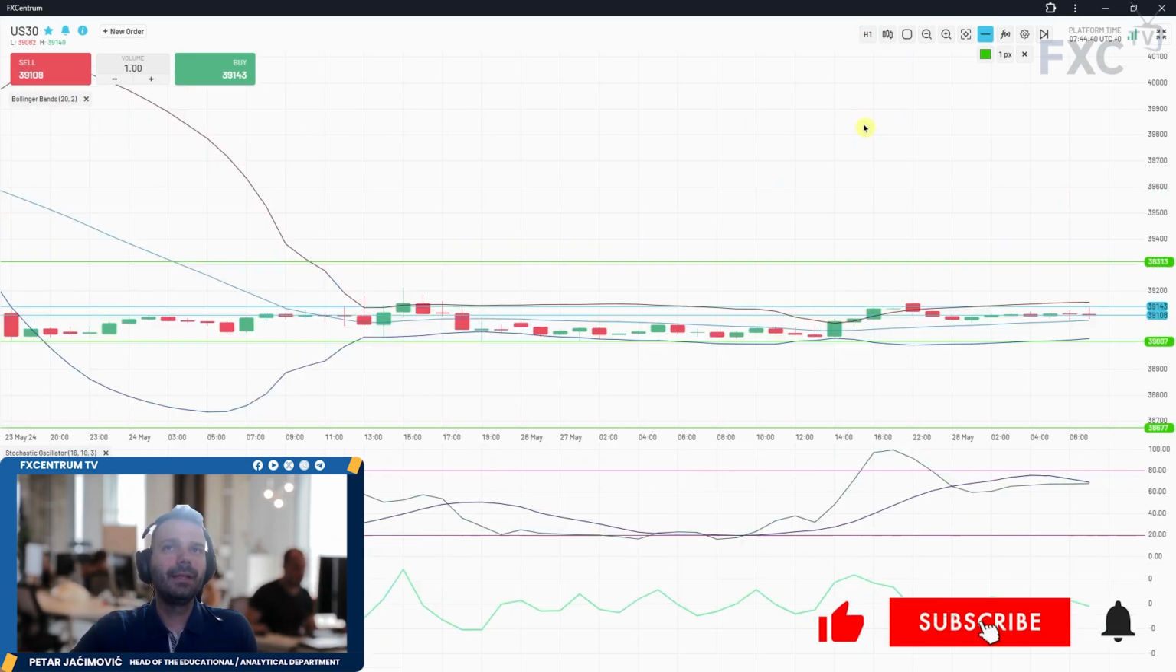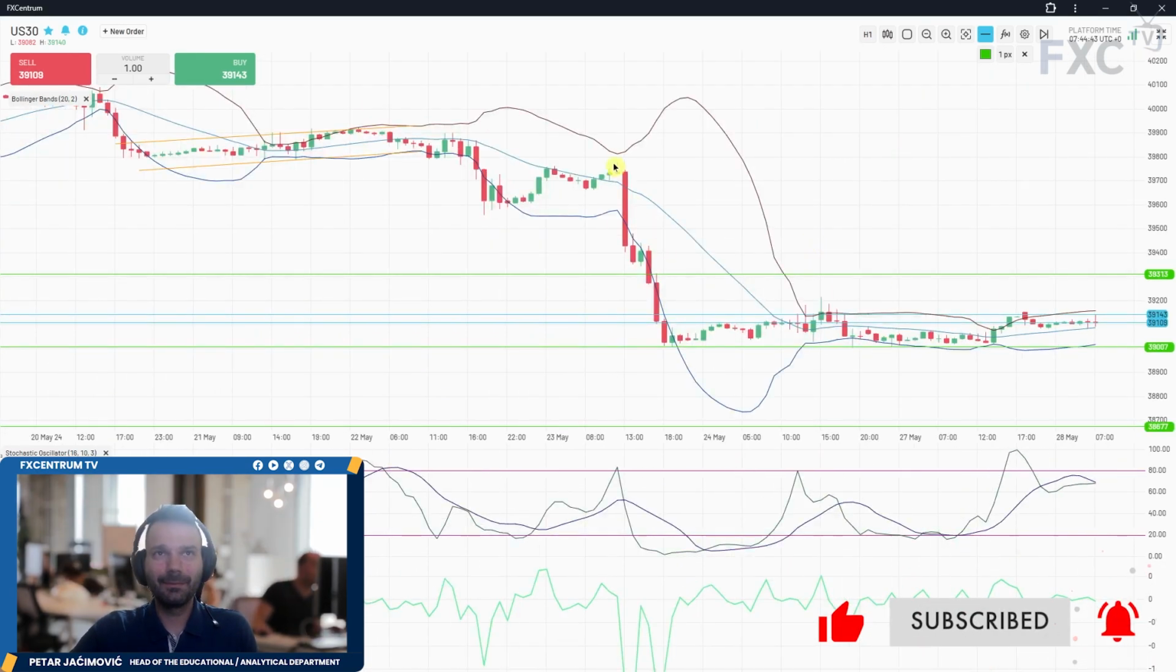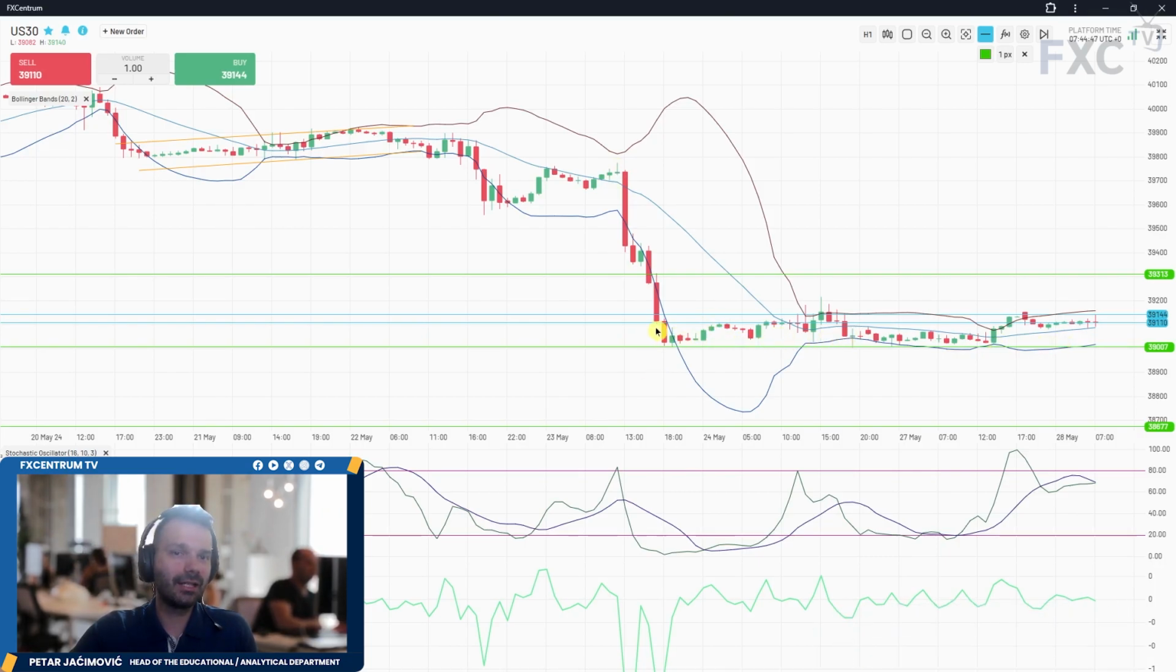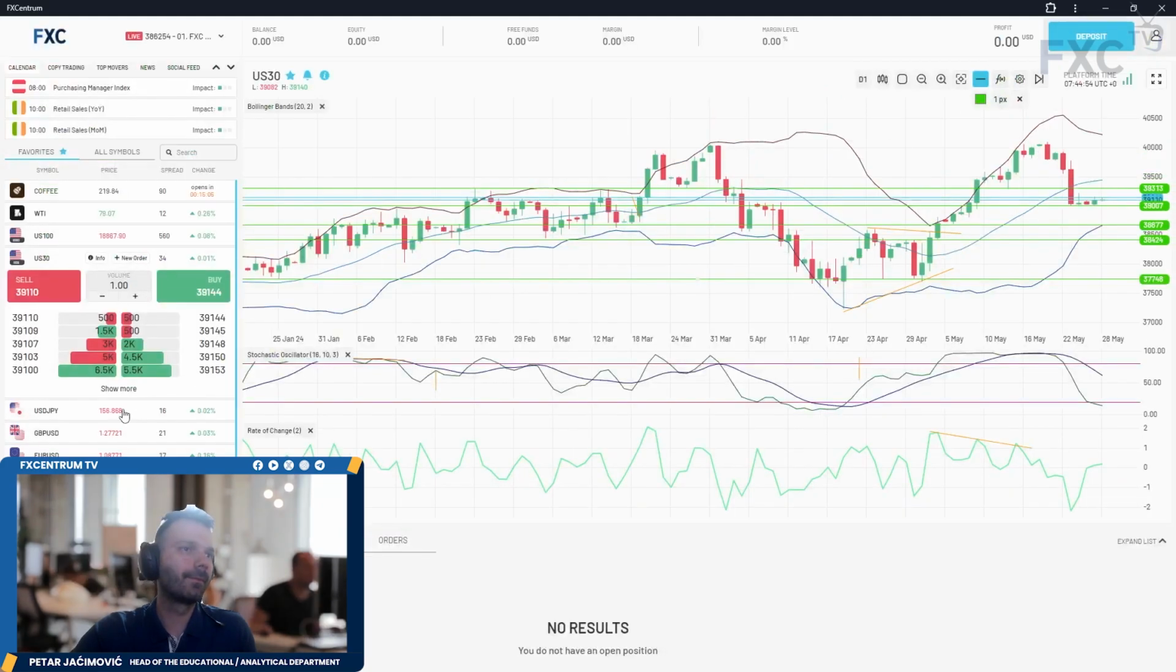On the hourly time frame, we can just see the sell-off and a very tight horizontal consolidation. So an eventual rebreak of this 39,000 can be a good confirmation for the downside movement.